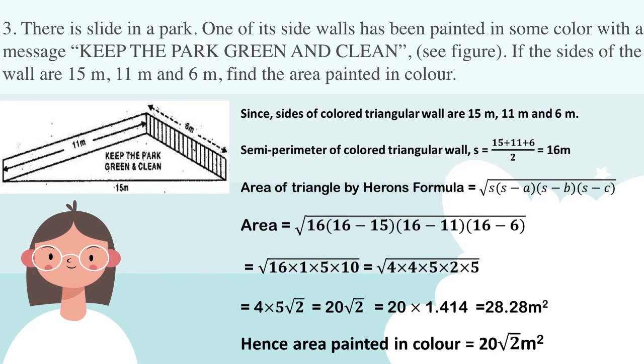What will you do? You will directly put the values of A, B and C in S. S is equal to A plus B plus C by 2. I will substitute these values and get the value of S. Then you write Heron's formula and put in all the values. We have calculated S and we are already given A, B and C. What are A, B and C? A, B and C are the sides of the triangular wall to be painted. So after solving this, I get the answer as 20 under root 2 meters square.